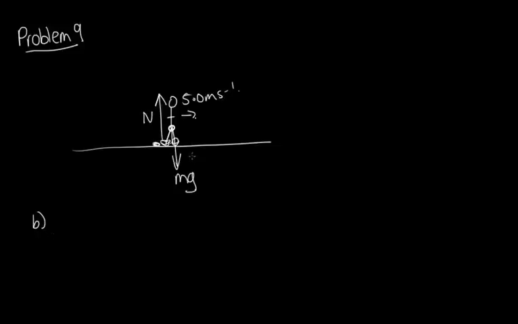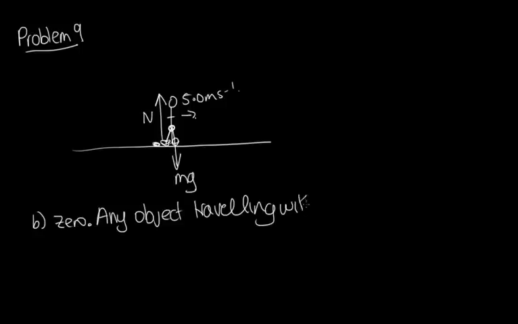So part B, we're asked, what is the net force on the skater? Well, these two forces exactly cancel each other out. So the net force is 0, and that's because she is traveling at a constant speed. Any object which is traveling at a constant speed has no net force acting. So any object traveling with constant speed has no net force.